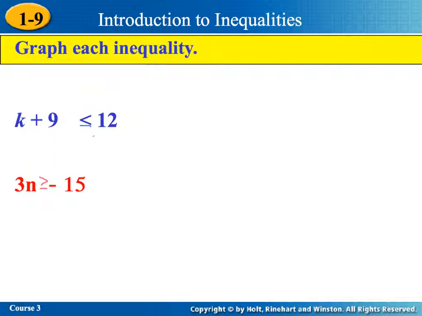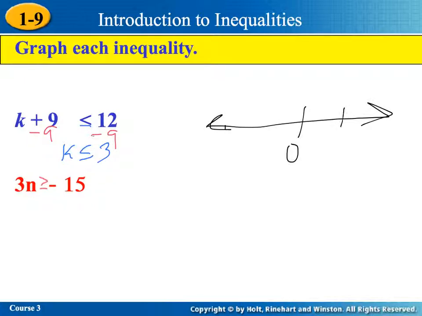So I want you to give these two a shot. Pause now and try them. All right, so if you do this problem, k plus 9 is less than or equal to 12. So one-step equations means I subtract 9 on each side. So I have k is less than or equal to 3. So on my graph, I have 0, 3, negative 3. Okay, is this going to be an open or closed dot?